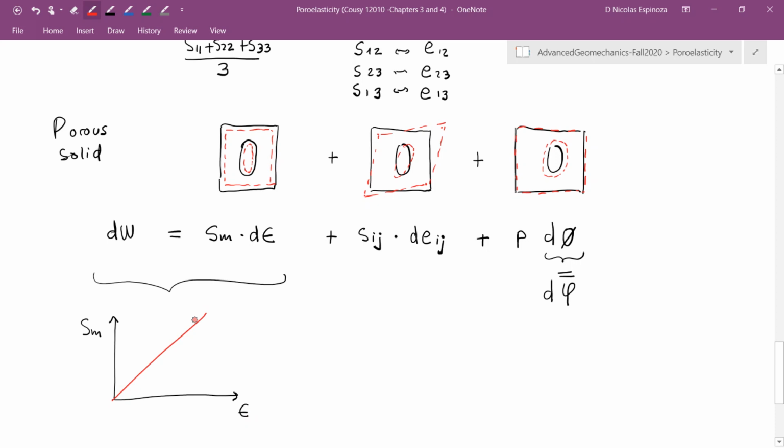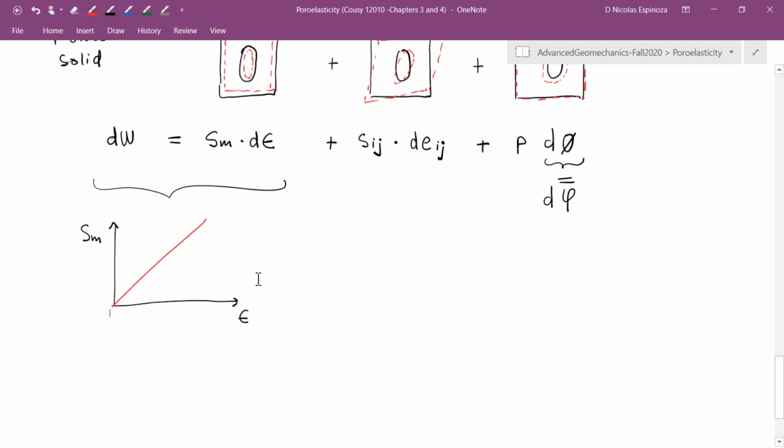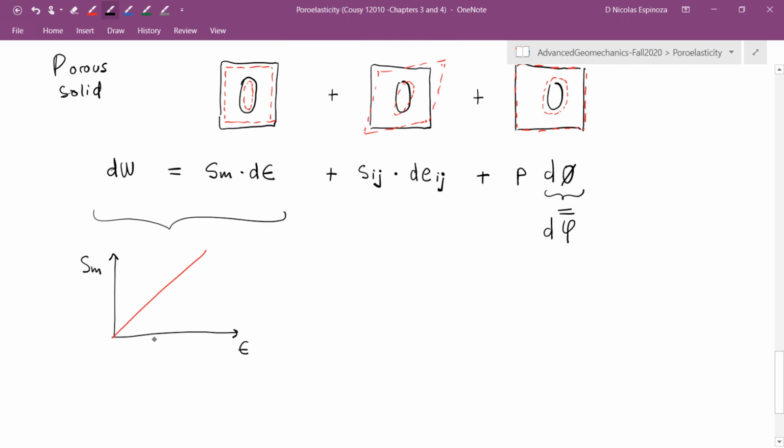If I have a linear elastic material, the relationship between mean stress and volumetric strain is a line, and it is linear, right? And if, for example, I want to take an element of a solid from zero strain to some non-zero strain, let's say somewhere over here, the work I have to do is going to be the area under this triangle. This is similar to a spring. If you remember, for a spring, if you want to calculate what is its potential energy, that depends on the force and the displacement.